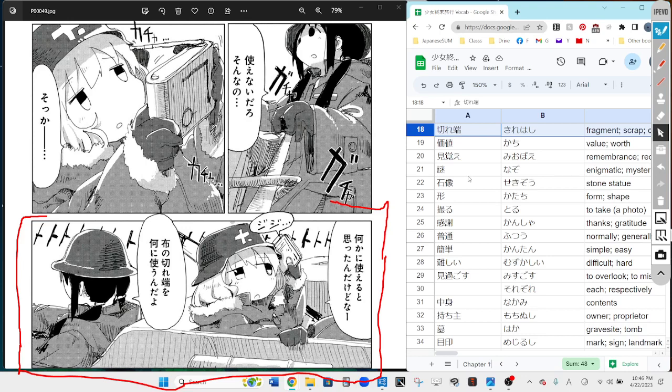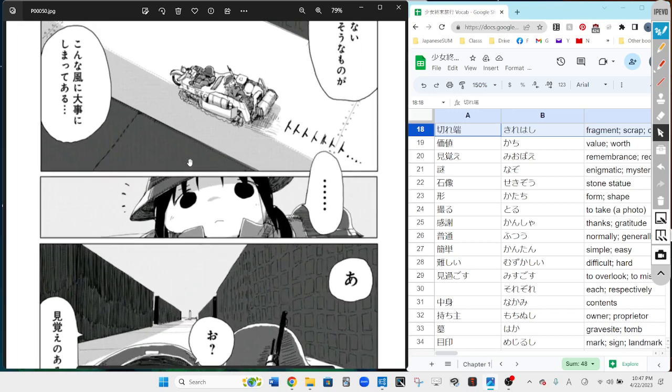Nuno no kire hashi o nani tsukau nda yo. Nuno no kire. So it's saying the scraps of the clothing. How are you going to use those scraps of cloth? Perfect. Because nuno is more like cloth than fuku, which is more like clothing.